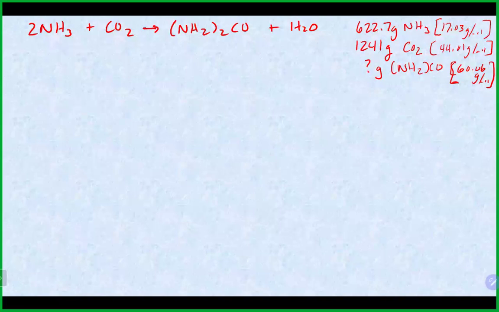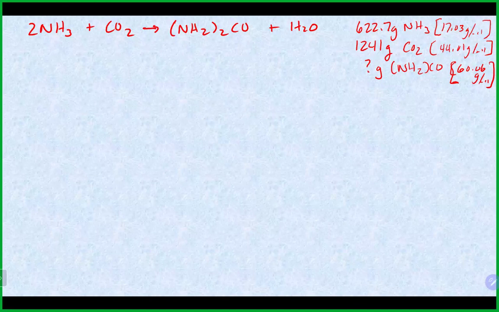So again, in this case here, we have an equation. We're going to react 622.7 grams of NH3, and they were nice enough to give you the molar mass of 17.03 grams per mole, with 1,241 grams of CO2. They also gave you the molar mass, 44.01, for that. We're looking for how many grams of our product.